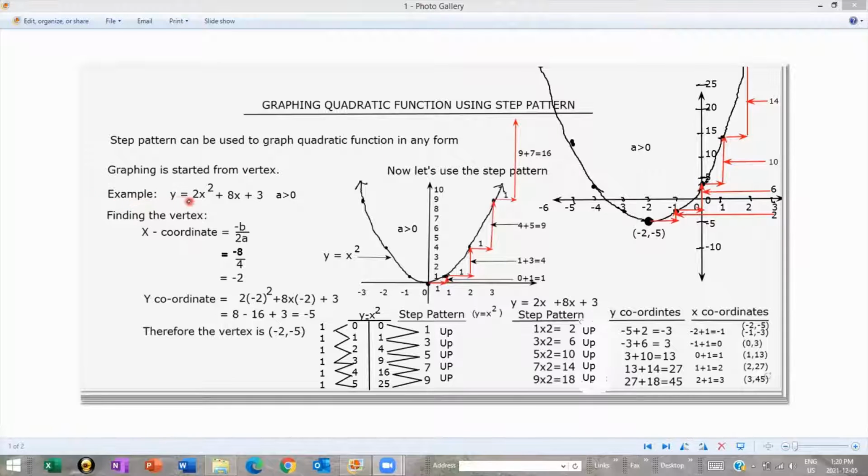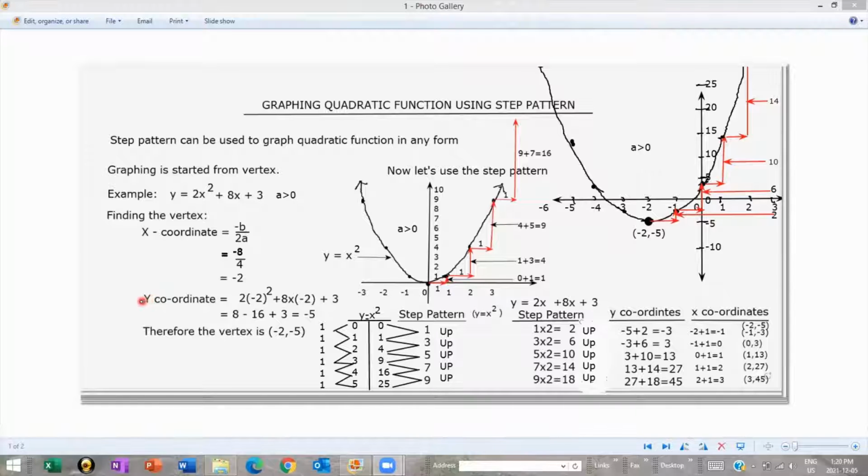So let's take this example: y equals 2x squared plus 8x plus 3, where a is greater than 0. The first step is to find the vertex, because in step pattern we start with the vertex. In this equation, we can find the x-coordinate of the vertex using the formula negative b over 2a. b is 8, so negative 8 over 2 times 2, which is 4, gives negative 2. So the x-coordinate is negative 2.